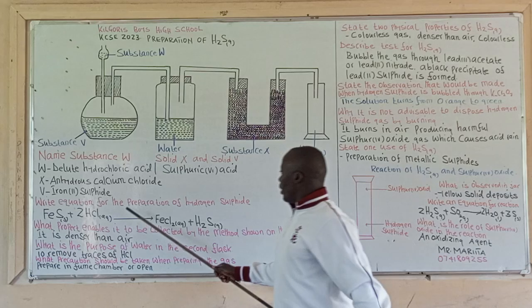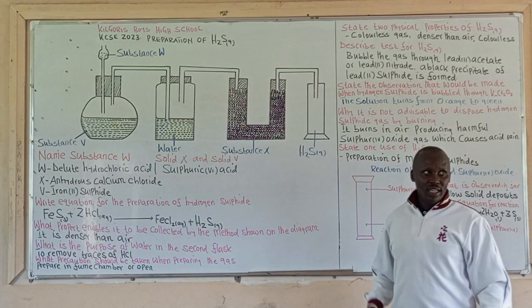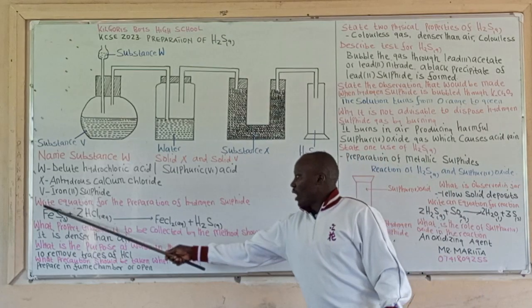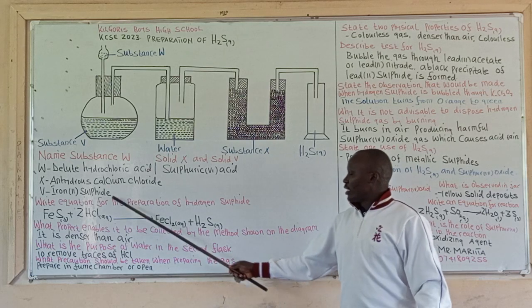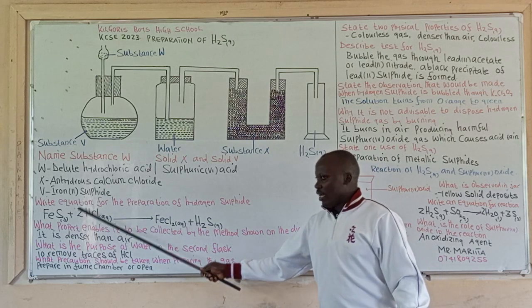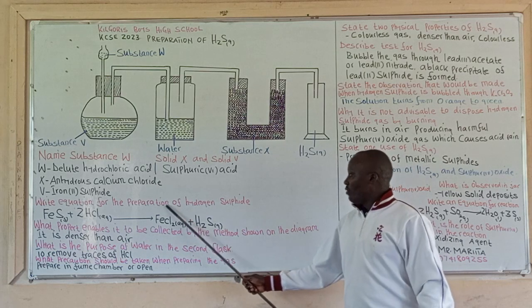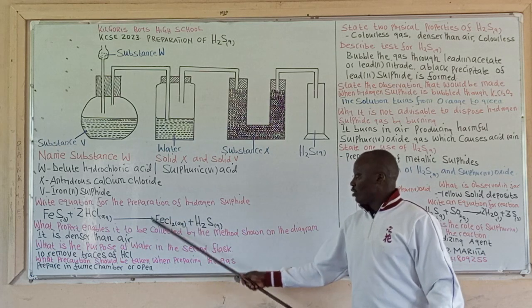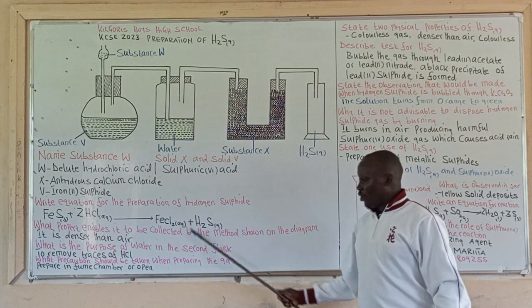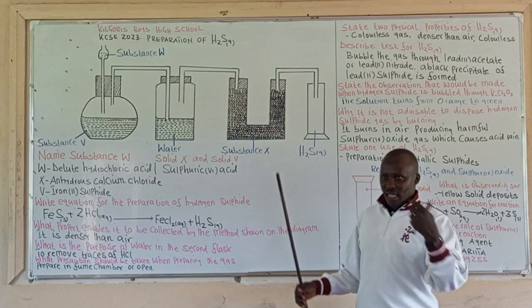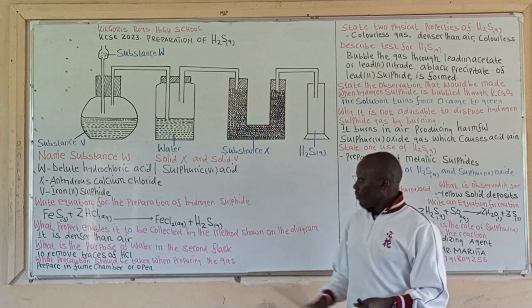Write an equation for the preparation of hydrogen sulfide. We normally talk of iron(II) sulfide reacting with the dilute hydrochloric acid or sulfuric acid. Then we have a soluble salt of iron(II) chloride, and then you collect the hydrogen sulfide gas.